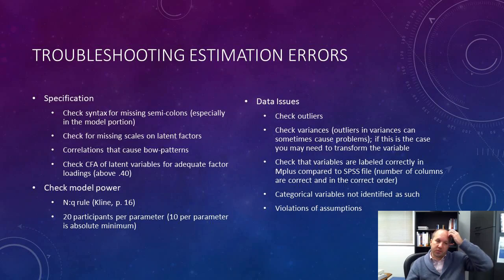So where you first want to start is specification, model power, and data issues. 95 out of 100 times, going through these troubleshooting pieces here, you're going to fix the problem with estimation. And the vast majority of time, the issue is with syntax, missing semicolons, or not converting your data correctly over to M+. And then underpowered kind of comes after that, as well as outliers and variance issues next to that.